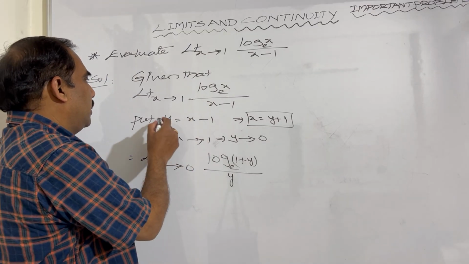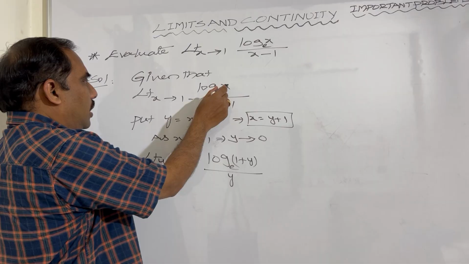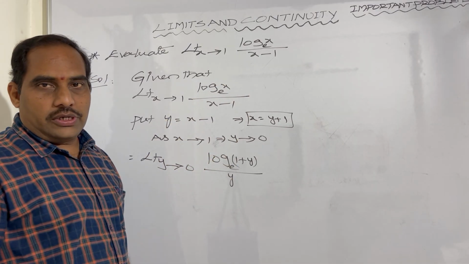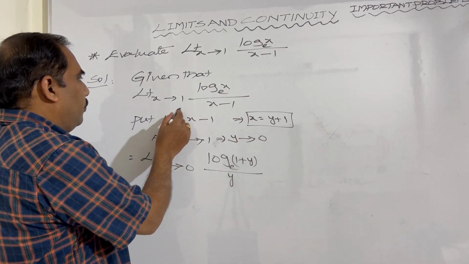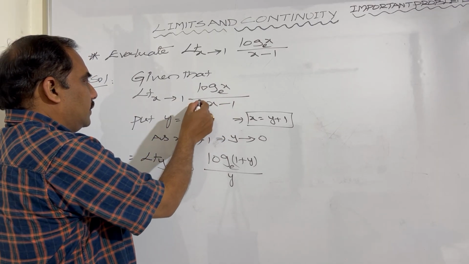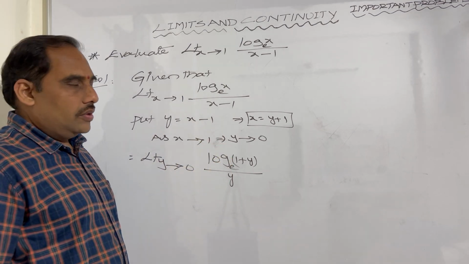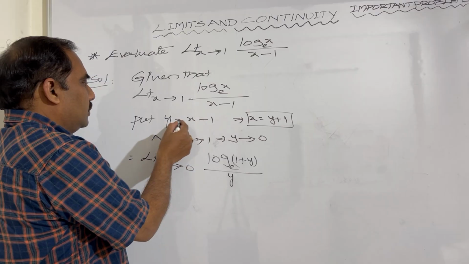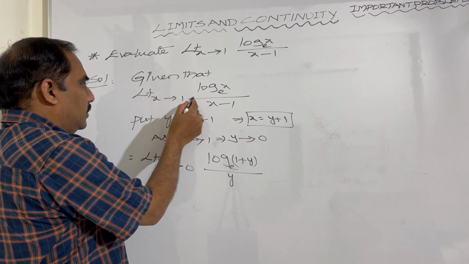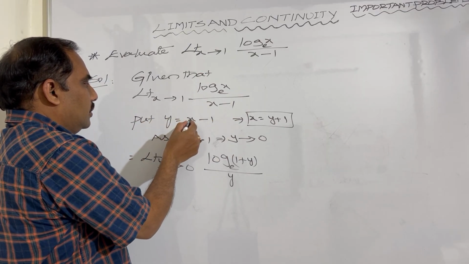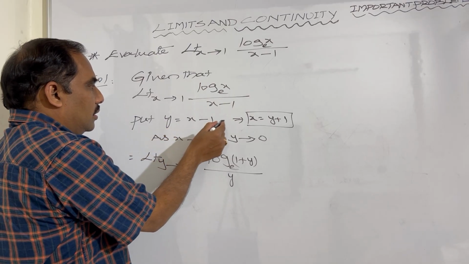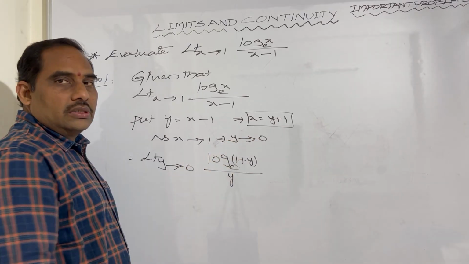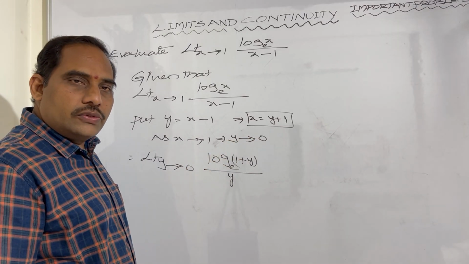So observe carefully here. Limit x tends to 1 of log x base e by x minus 1 is the given problem. So what I am doing is considering this x minus 1 as y. So when x is approaching 1, the value of y tends to 0.